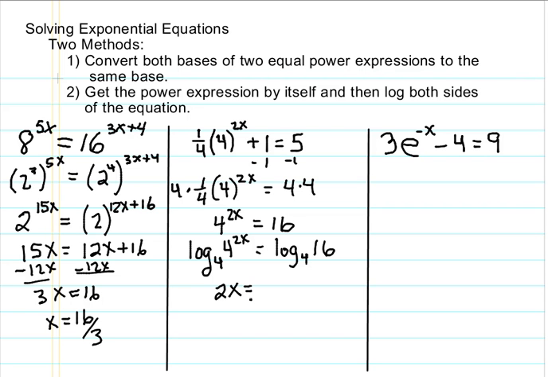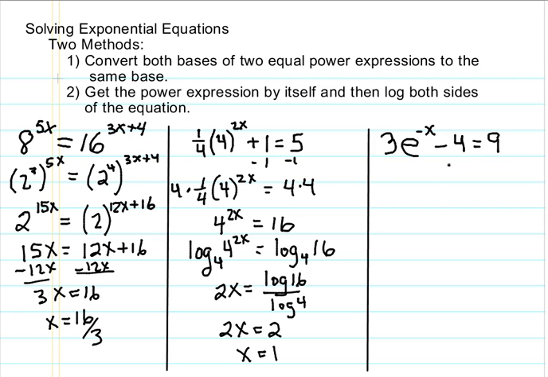And on the right side, we would have to use our change of base formula, so we would get base 10 log of 16 divided by base 10 log of 4. Now if we put that in the calculator, that's going to equal 2. So now we have 2x equals 2, and divide by 2, and we get x equals 1.